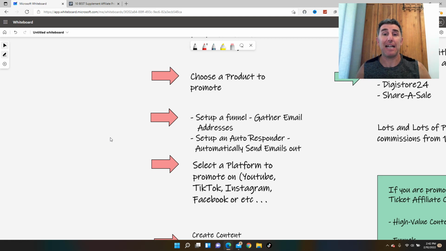Then you have to select the platform. I mean, you have a funnel, but you need to put a funnel out there. It is like, if you are trying to think of a good illustration, a funnel is great, but you need to have stuff going down the funnel.